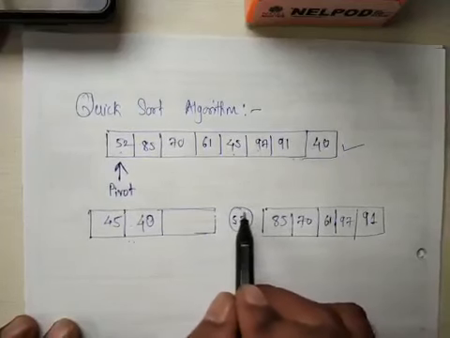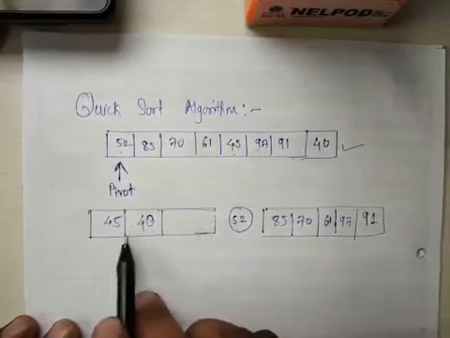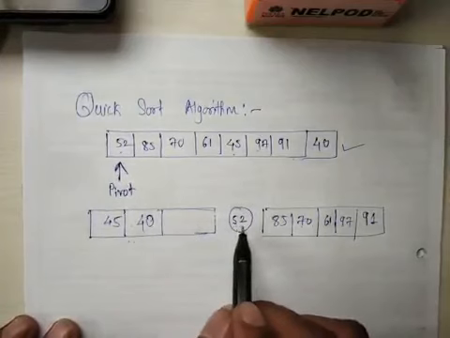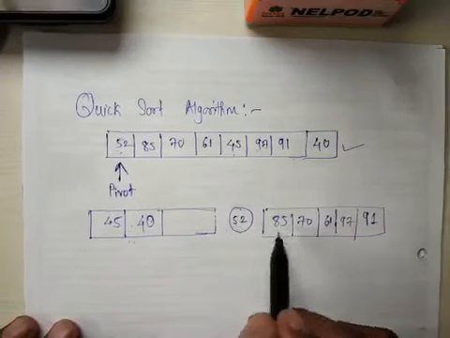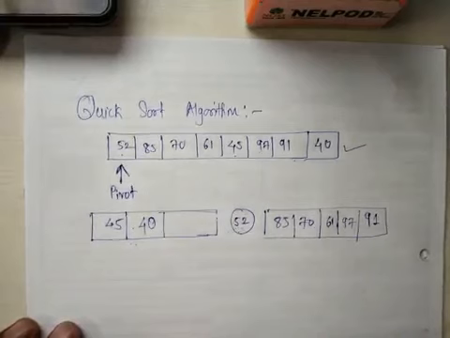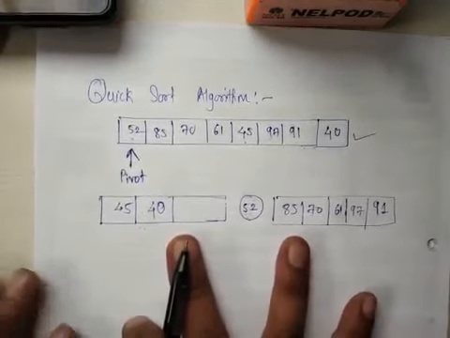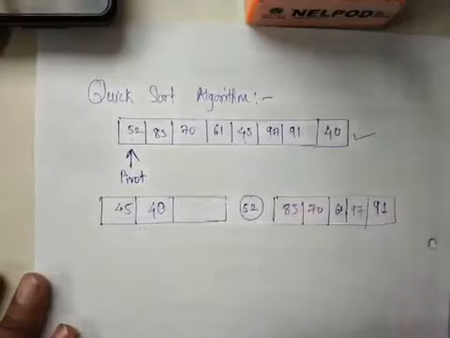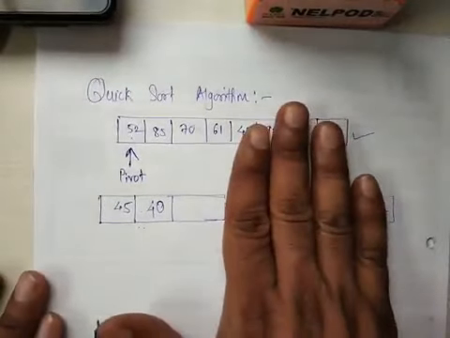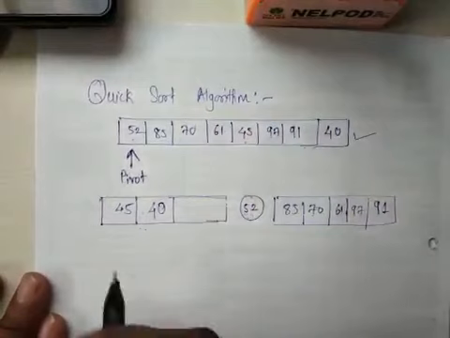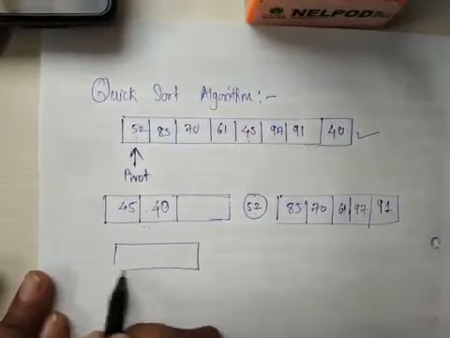So in this way we partition this main array into two sub arrays, where the element which is less than 52 comes in the first sub array, and the element which is greater than 52 comes in the second sub array. So this is what the partition process is. Now we are not thinking about the second sub array, we are going to consider the first sub array.